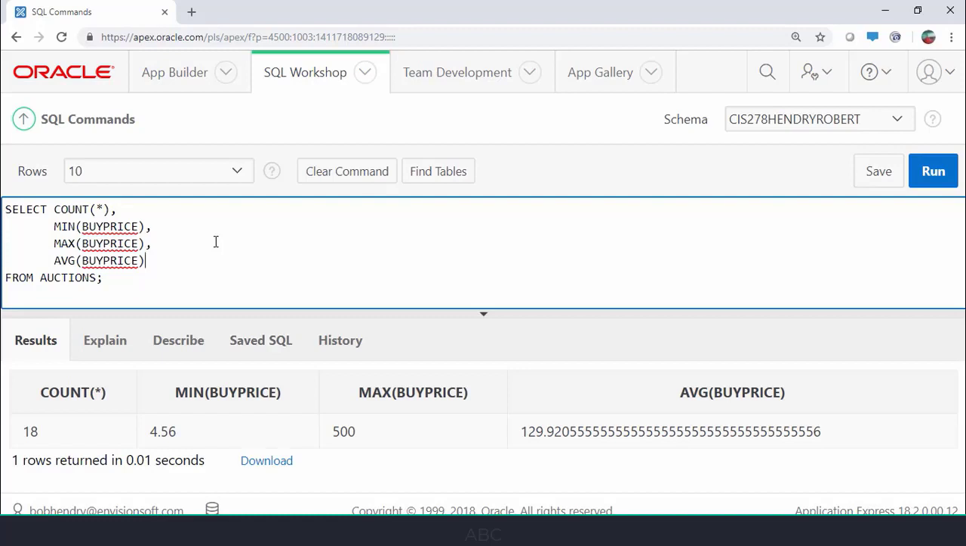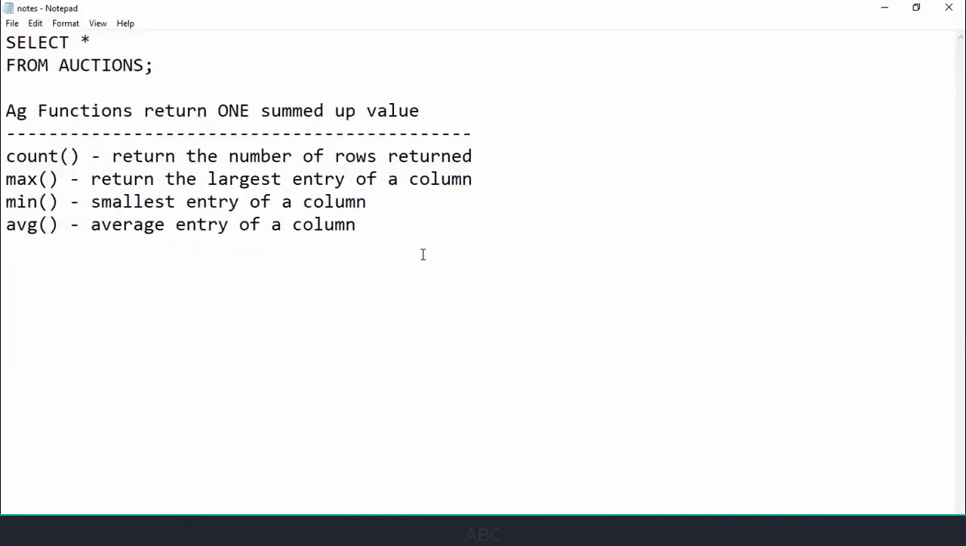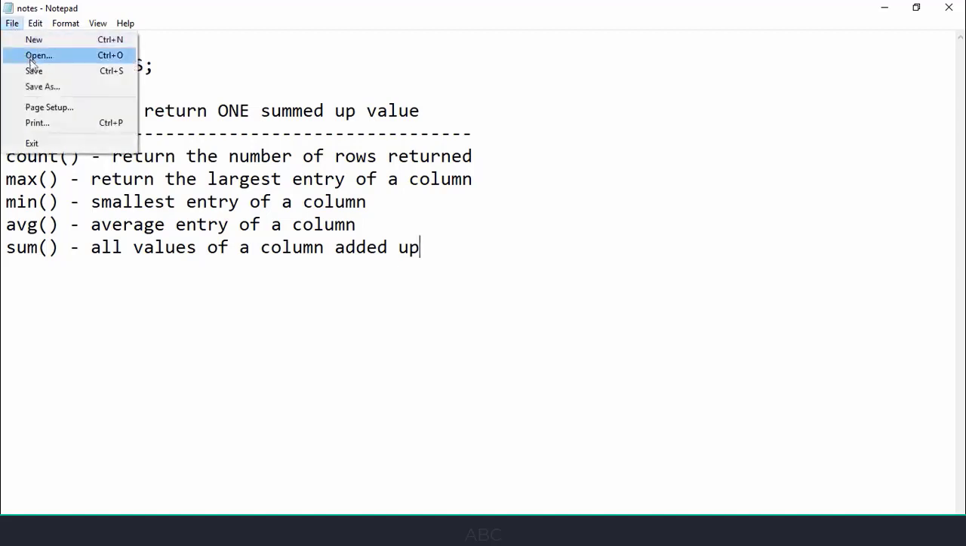Oh, there's one more I want to show you. Let me show you sum. We have average. We have sum. Now sum is, I'll do this in common terms, all values of a column added up. Summary. Sums all of them. For example, let me go back to our example here that we're going over in Oracle Apex.